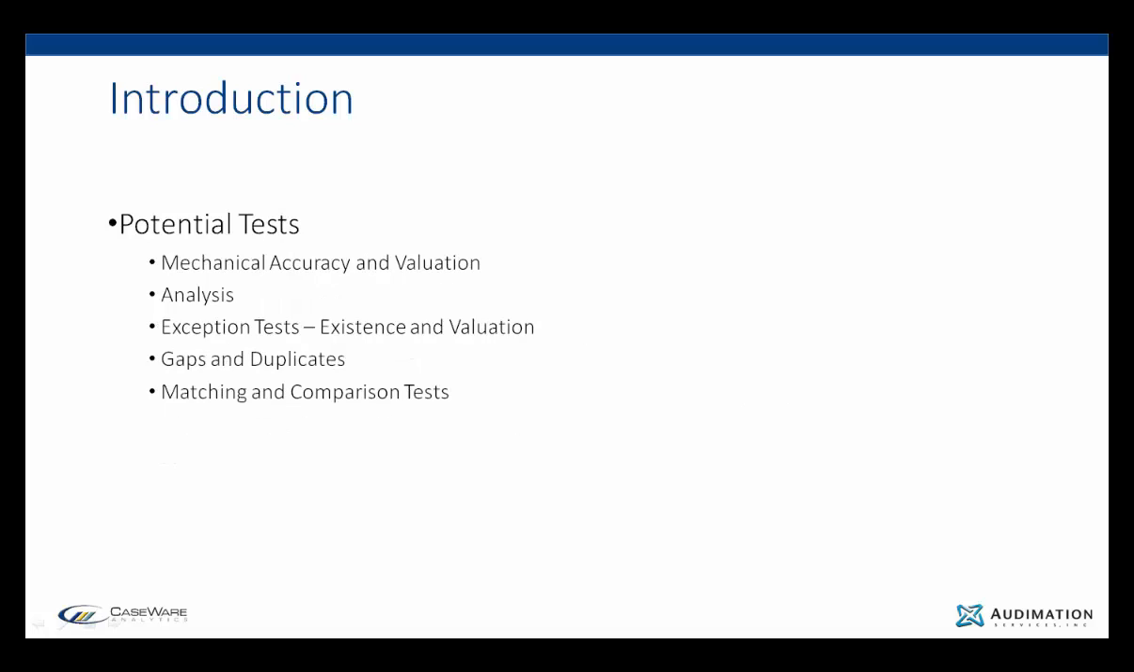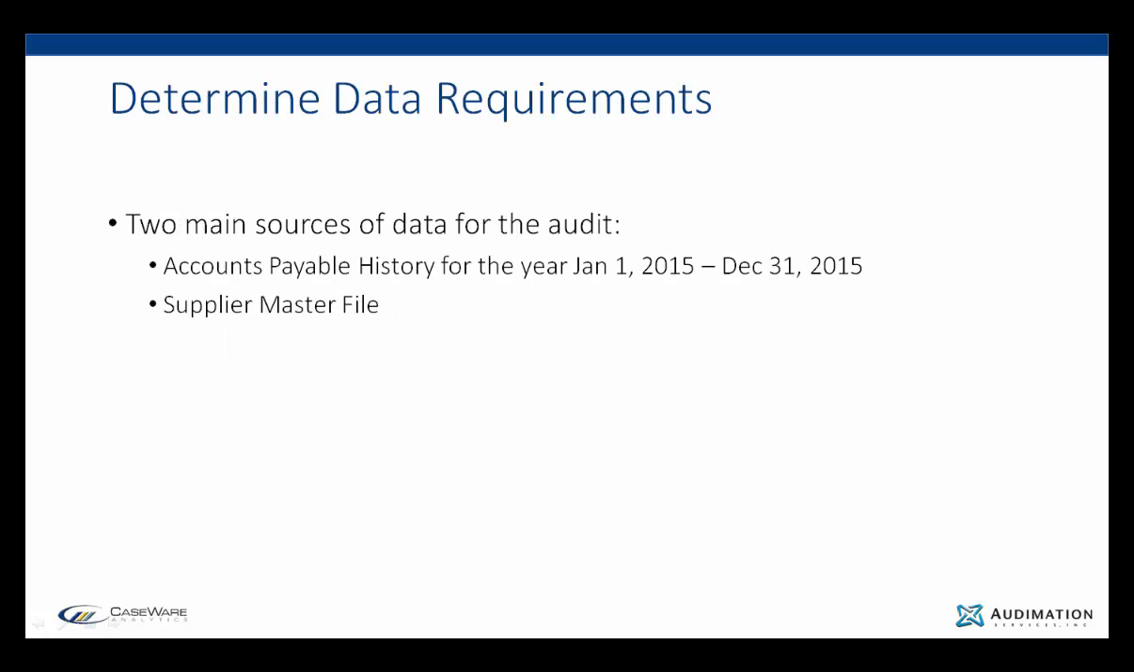Potential tests we will cover include mechanical accuracy and valuation, such as totaling the file, analysis, such as aging inventory by date of receipt, exception testing for identifying and totaling inventory held in excess, gaps and duplicates to test for missing inventory ticket numbers, and matching and comparison tests to compare files at two dates to identify new or deleted inventory lines. The data we will use for this exercise includes inventory on hand at December 31st, 2015.